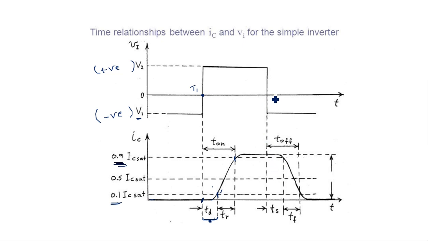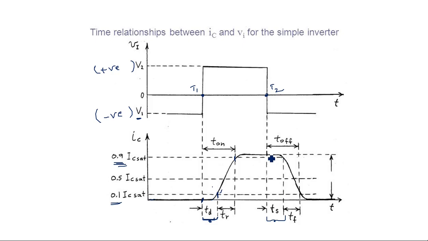Again, see here, at t equal to t2, what happens? There is one more sudden change from positive to negative. So the transistor has to come back to the switched off state. But immediately it will not come. It stores the same current it has been passing, and then it maintains that current for some duration. That duration is the storage time. So storage time is the time taken by the transistor to leave the current IC.